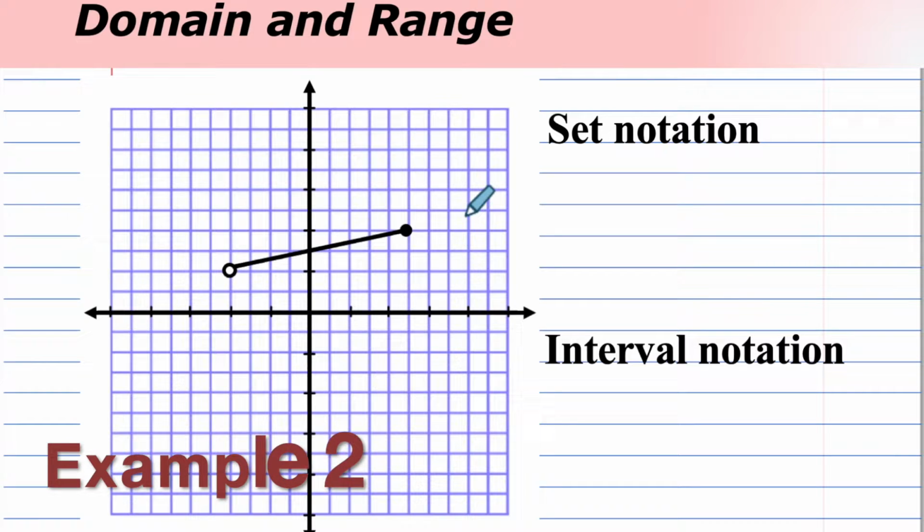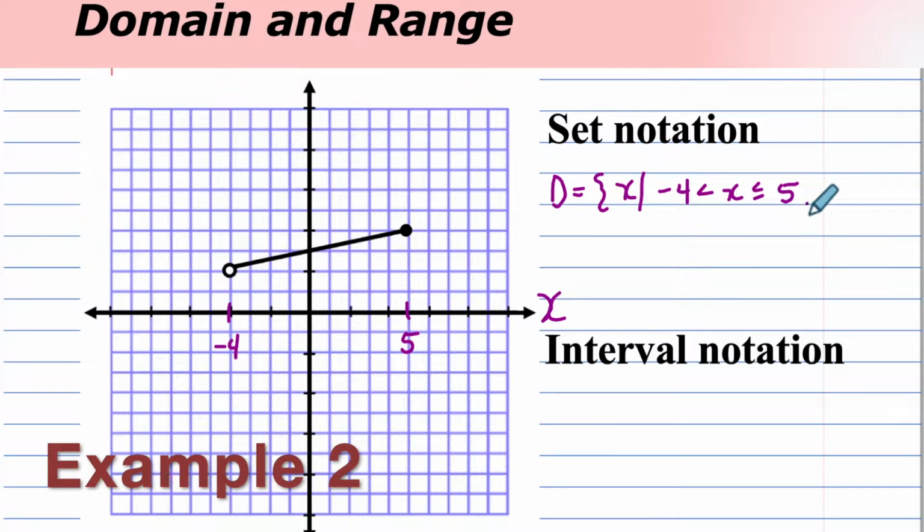Here we have a straight line where all of the x's start at -4 and end at 5. The domain then is x is such that we're going from -4 to 5, and -4 is not included, 5 is included, comma, x is an element of the reals. We say that all of the x's are greater than -4 and less than or equal to 5.